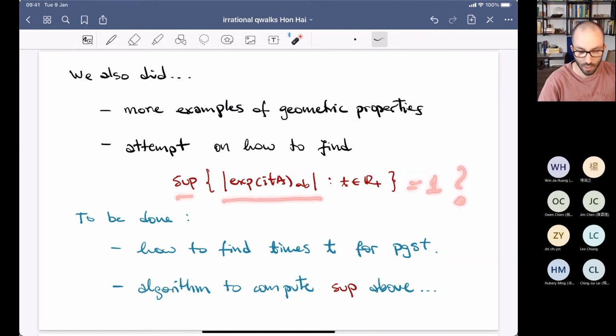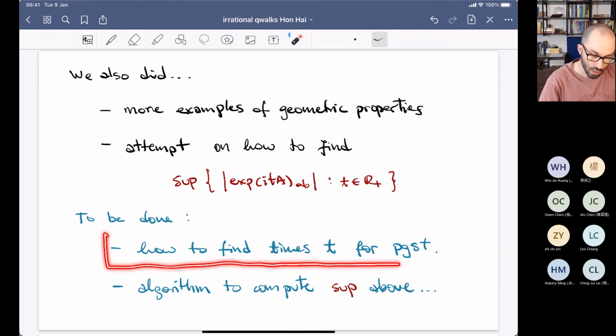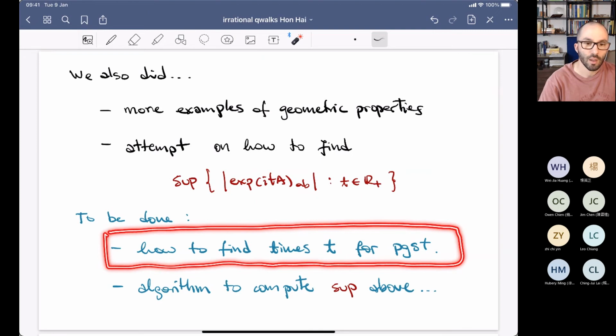So we actually left that as an open thing, but the main open problem of our work is how to find times t for which PGST occurs. We are able to decide whether or not it occurs, but we do not know how to compute the times that will give you good approximations. And I truly believe that this should be an important problem, because this is the one thing that is left to make PGST a useful quantum walk phenomenon.